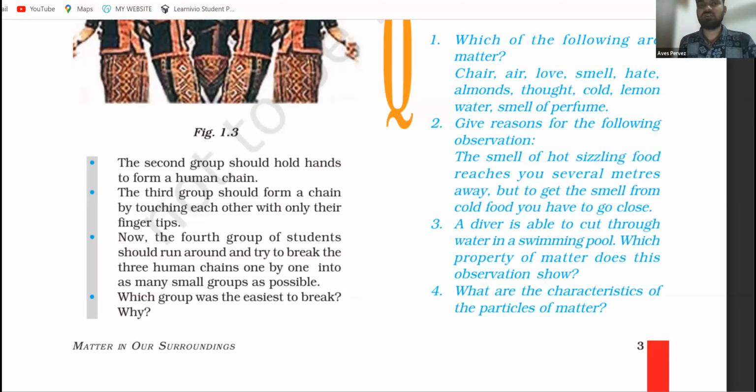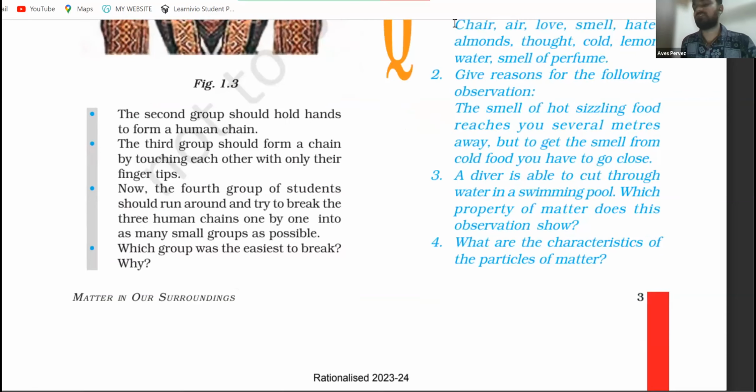So write the questions there, okay, and write the answer for this one. The property shown in this case is that particles of matter have a space between them. First, write the question and write the answer. Particles of matter have a space between them, okay? So write the answer for this question, that particles of matter have a space between them.